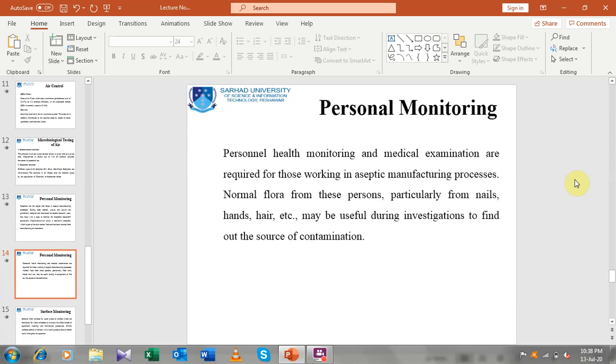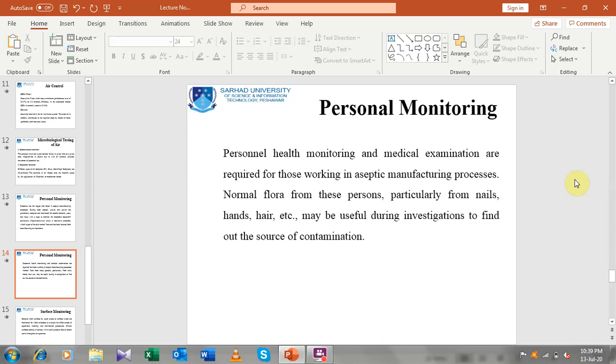Personal health monitoring, that I have told you in the previous lecture: the person should be checked for medical examination internally, and the medical practice certificate should be there, and he should be monitored not only for medical fitness. If he is ill, wounded, has an open wound or any allergic condition, that I have told you.